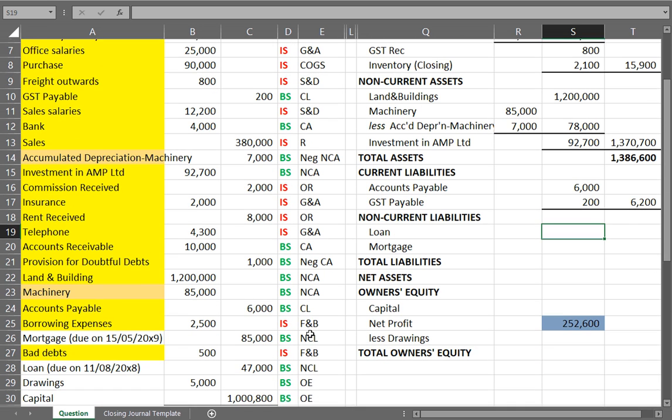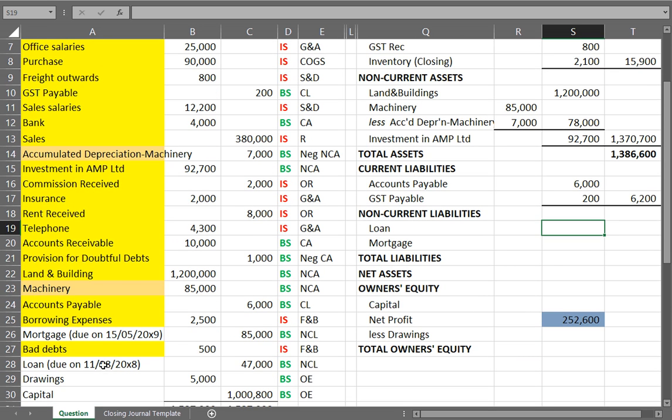Non-current liabilities. We have a loan. So remember, it's a non-current loan because it's not payable next year. And we also have mortgage of 85,000. Calculate the total as 47 plus 85, and that gives us the number. Now total liabilities.